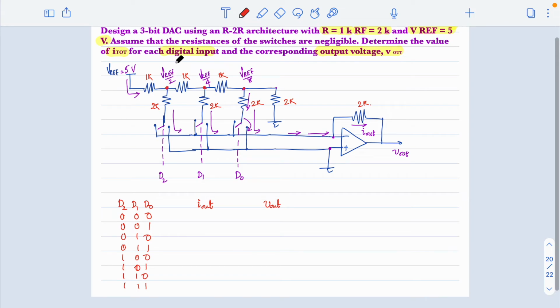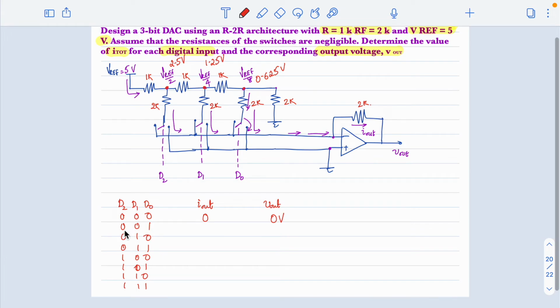So this will be Vref by 2, so this node will be 2.5 volt, and this is Vref by 4, which is again by 2, which is 1.25, and Vref by 8 will be equal to 0.625 volt. These are the node voltages. Right. So for the first case, when D2, D1, D0 all are 0, there will not be any current, because all these 3 switches will be connected to ground. There is no current flow through the 2K resistance. Therefore, the output also will be equal to 0. That is what is expected.